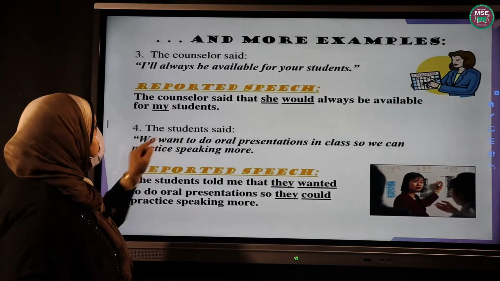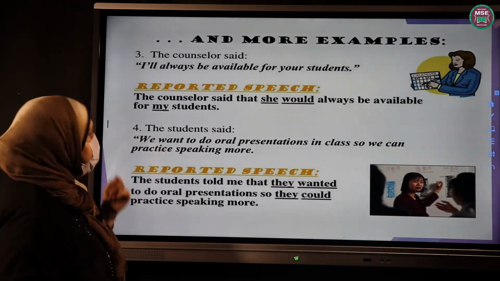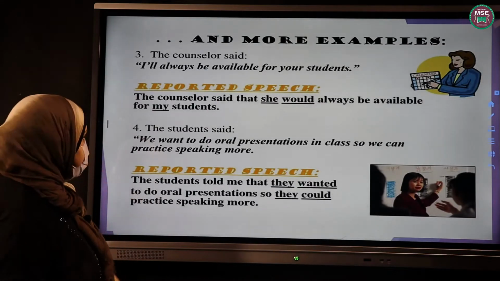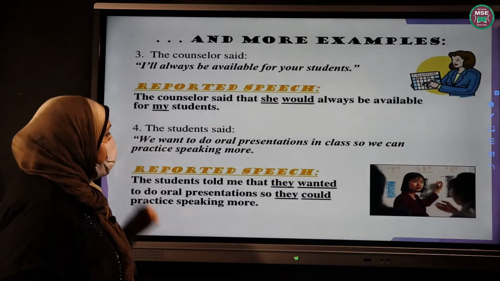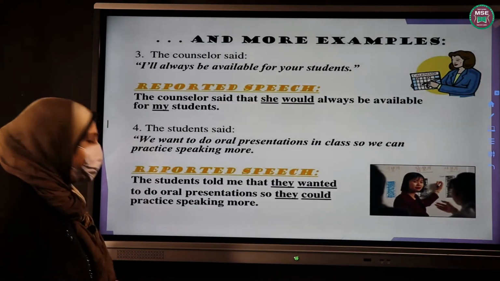The students said, "We want to do oral presentations in class so we can practice speaking more." In the indirect, I'm going to say, the students told me that they wanted to do oral presentations so they could practice speaking more.